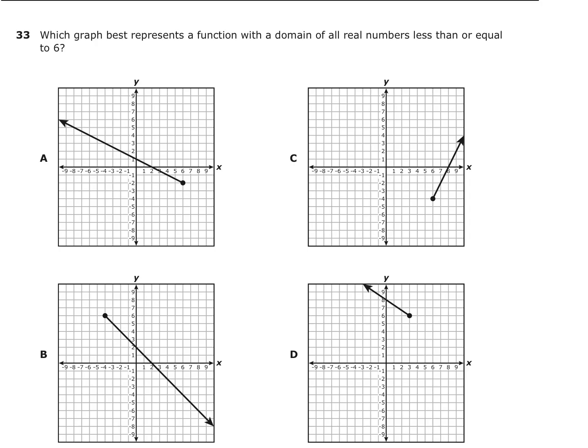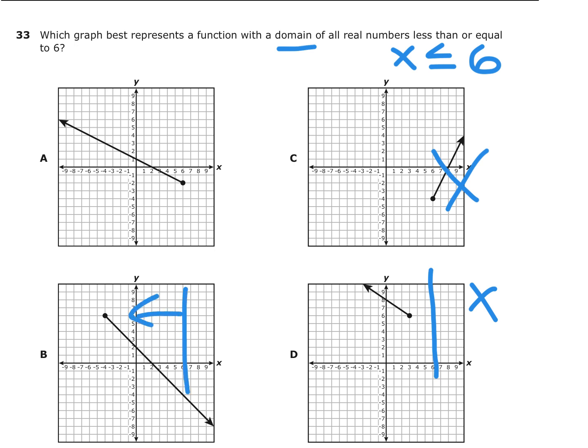Okay, so for number 33, which graph best represents a function with a domain of all real numbers less than, so we're looking for x values, domain, that is less than or equal to 6. So you can't have any x values that are more than 6. I'm looking at this one here, that's more than 6, that's not allowed. Less than 6, 6 is over here, that doesn't make sense. This 6 is over here, less than 6 would be this way. That's not correct.